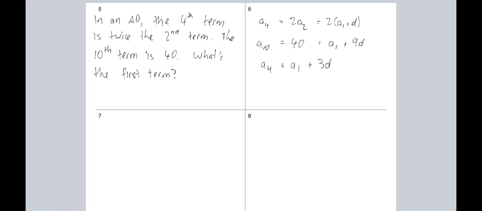Now I need to start linking them together. And have you noticed that, and this is supposed to be an organic process here, that these two things give us a relationship? We've got A4 equal to 2 multiplied by A1 plus D. We've also got A4 equal to A1 plus 3D. So we actually have a relationship there. We have two facts that are linked by the fact they're both A4. Does that kind of make sense?